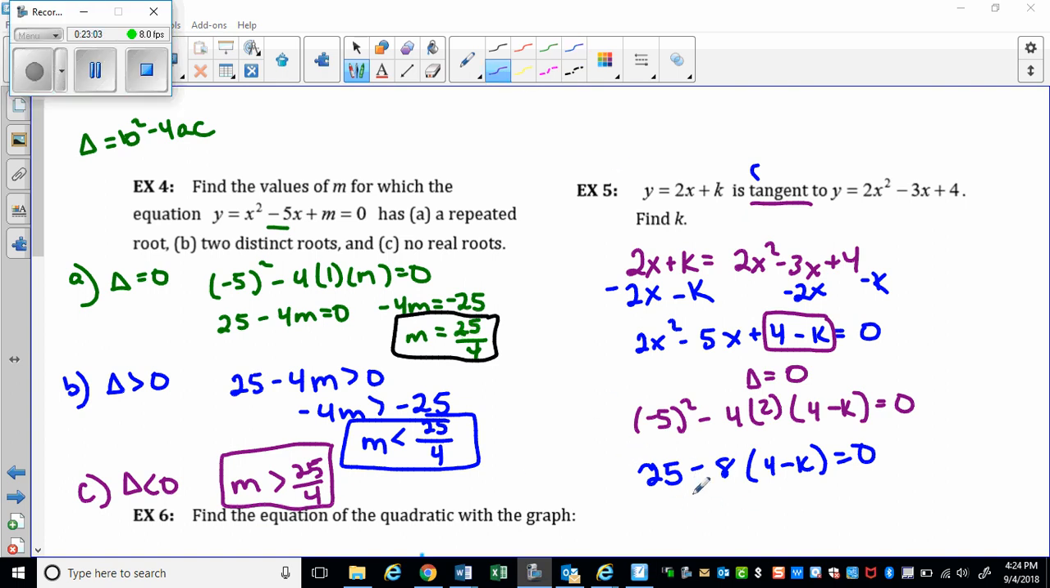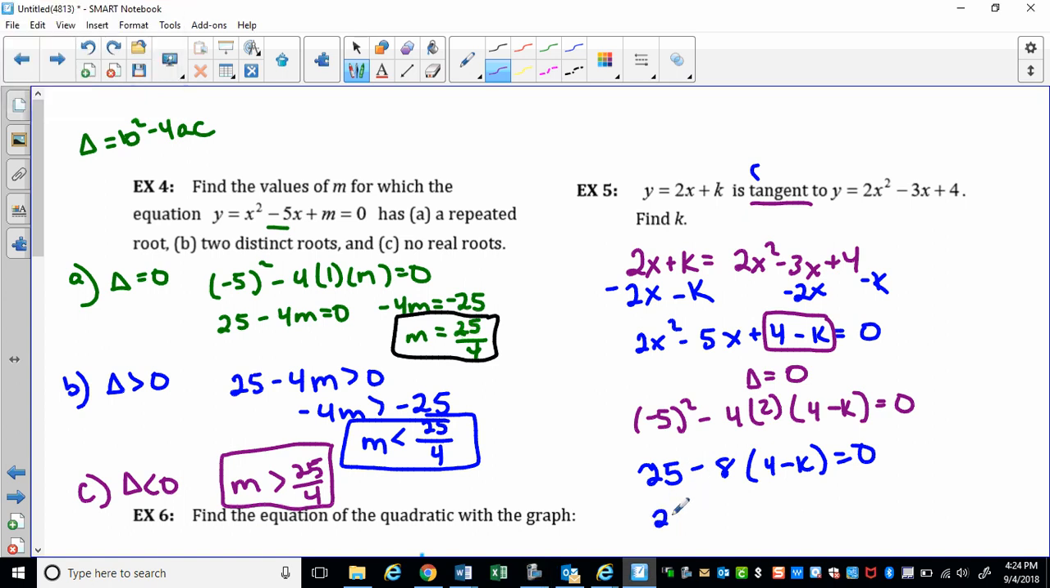Okay, let's finish this. Let's just simplify it. So we have 25. I'm just going to have to distribute this. So 8 times 4 is 32. And then we have plus 8k whenever this equals 0. Combine like terms, 25 minus 32, and then you're going to divide by 8. We're going to get k equals 7 over 8. Perfect.